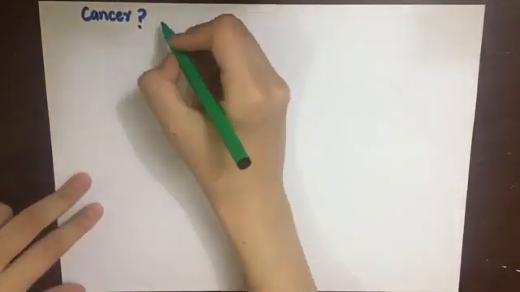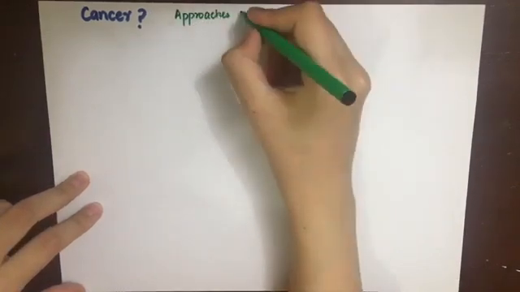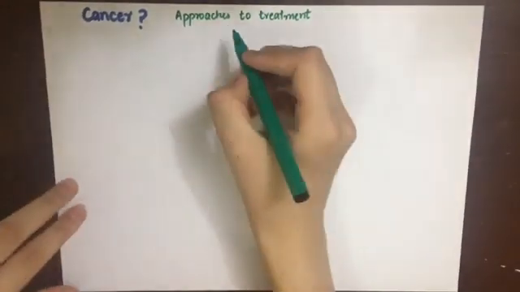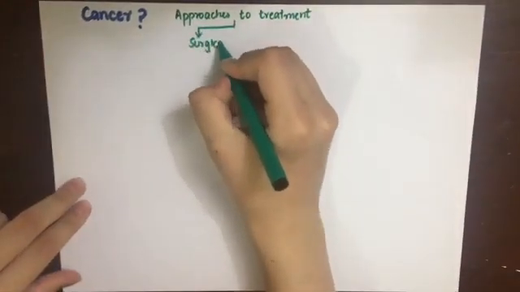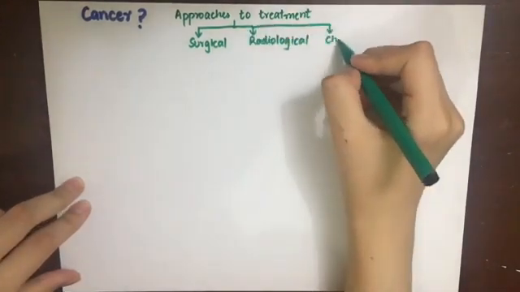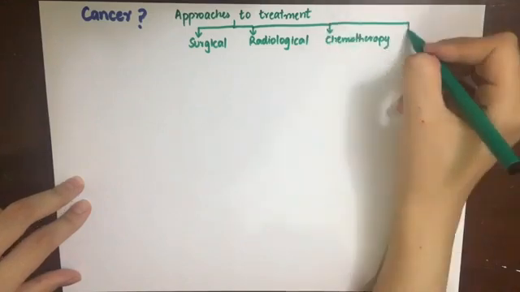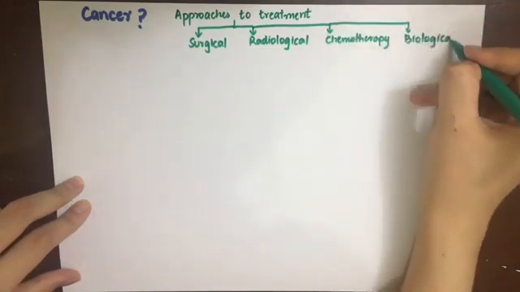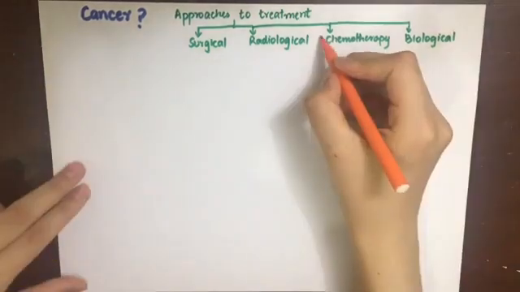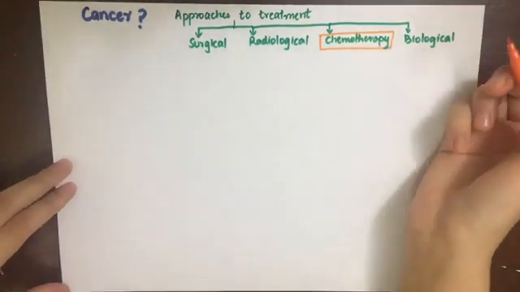Cancer is a disease that occurs when normal cells are transformed into cells that proliferate uncontrollably by responding differently to cell growth regulatory signals. Now, there are many approaches to treating cancer. One is surgical, radiological, chemotherapy, and biological approach. In the biological therapy, we use the body's own immune system to kill the cancer cells. We'll primarily focus here on chemotherapy in pharmacology.